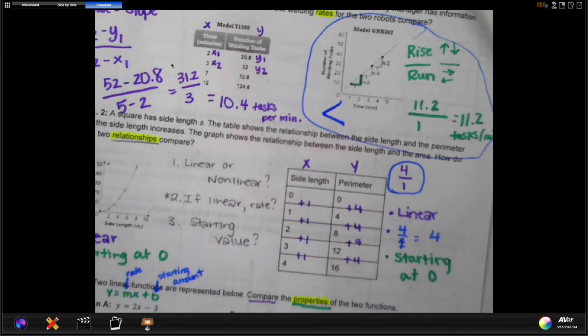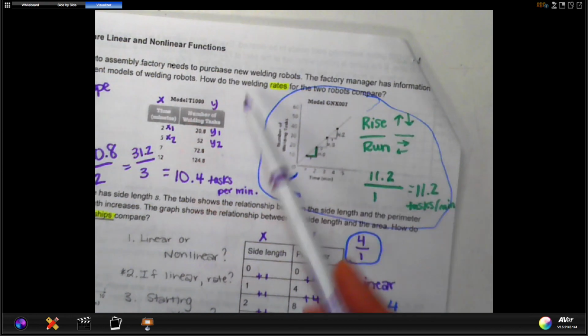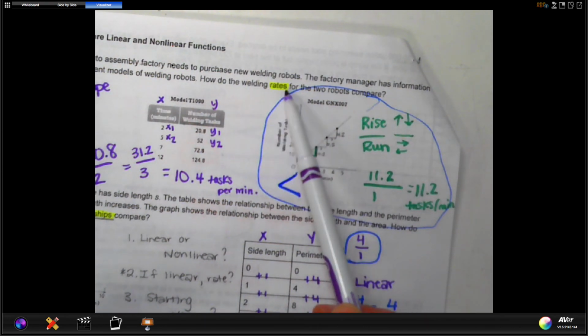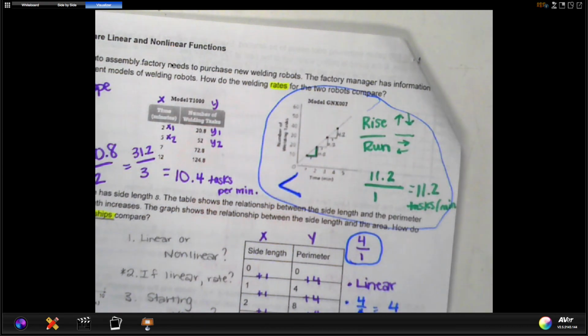Now, the way you determine which one you have to do, if you have to do all of them, it's going to say compare relationships or compare properties. If they only want the rate or the slope, it will specifically say rate or slope in it.